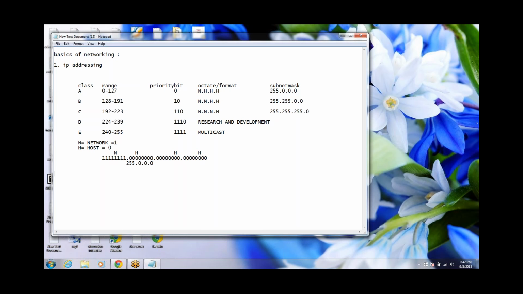When any address is specified, for example 192.168.1.1, and they ask you what the class of the IP address is, only see the first number, 192, and check which range it falls into. 192 is in the range of class C. So the class of the IP address is class C, and its subnet mask is 255.255.255.0. You can see it here for class C.